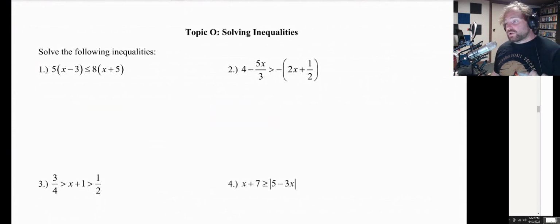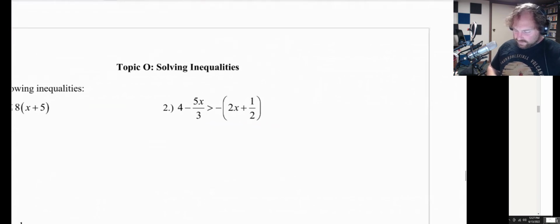Today we're looking at topic O, solving inequalities. Before we start, I really only have a couple things to say about inequalities versus equations. So let's just think about this for a minute, maybe off to the side here. Inequalities versus equations.